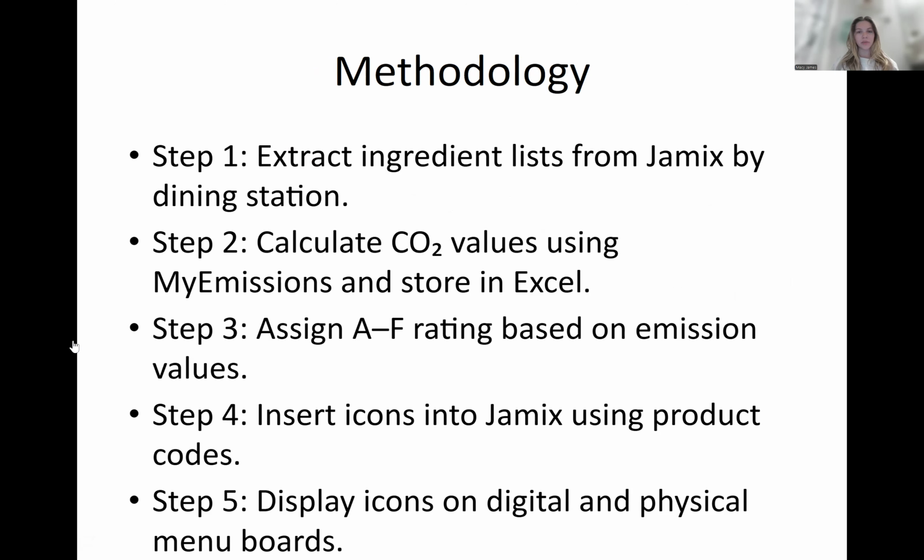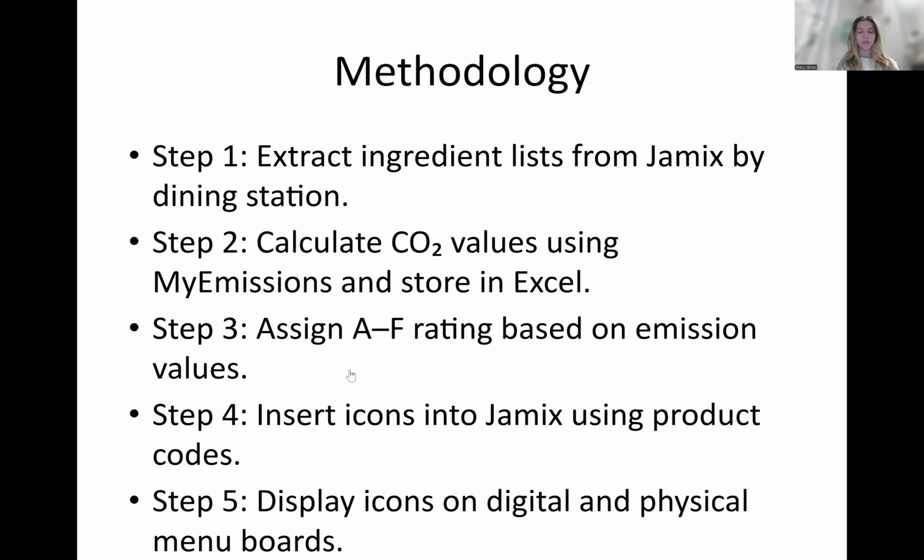Our methodology behind this had 5 steps. Step 1 was extracting ingredients from Yamex by dining station. After we got the ingredients from Yamex, we would put them into an Excel spreadsheet in order to do the next step, which is to calculate CO2 values using My Emissions and store these values in Excel.